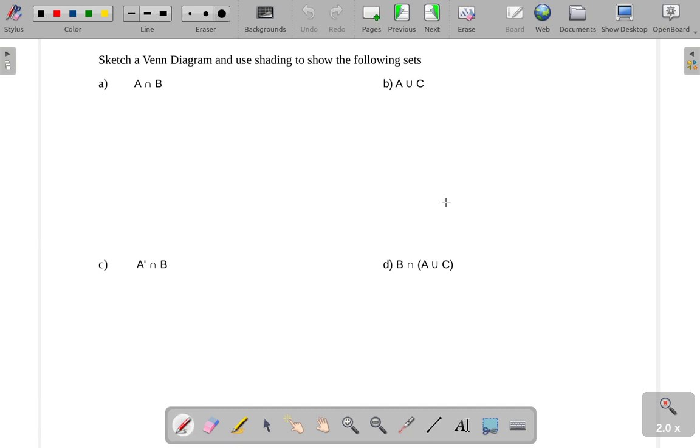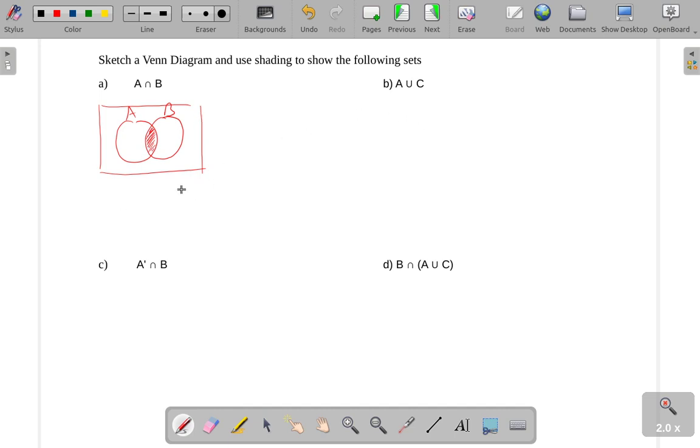Let's sketch some Venn diagrams and use shading to represent these individual sets. So when we're trying to figure out what something looks like, if we want to say this is A intersect B, well, I'm going to draw up just a generic Venn diagram here with sets A and B, and I want to shade in the region or regions that represent the intersection of these two. This is a pretty simple example. This is just the region that's in common with A and B. So it would end up looking like this.